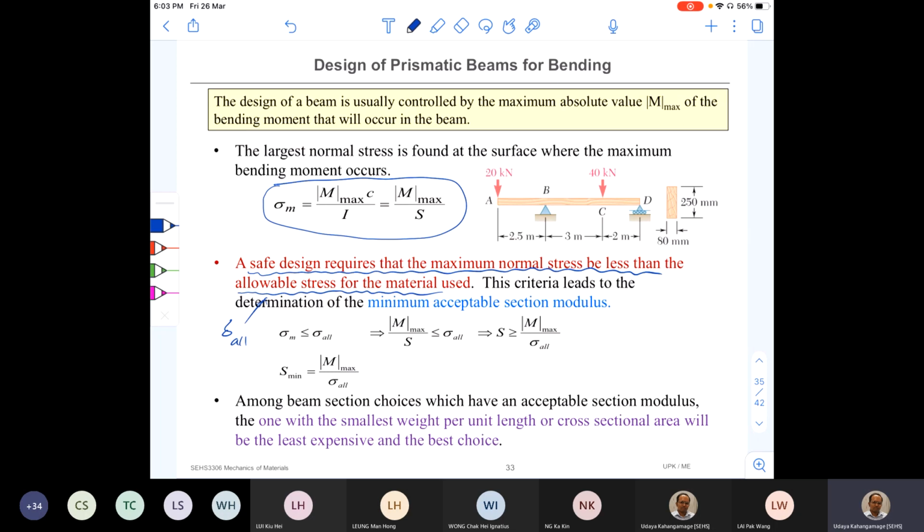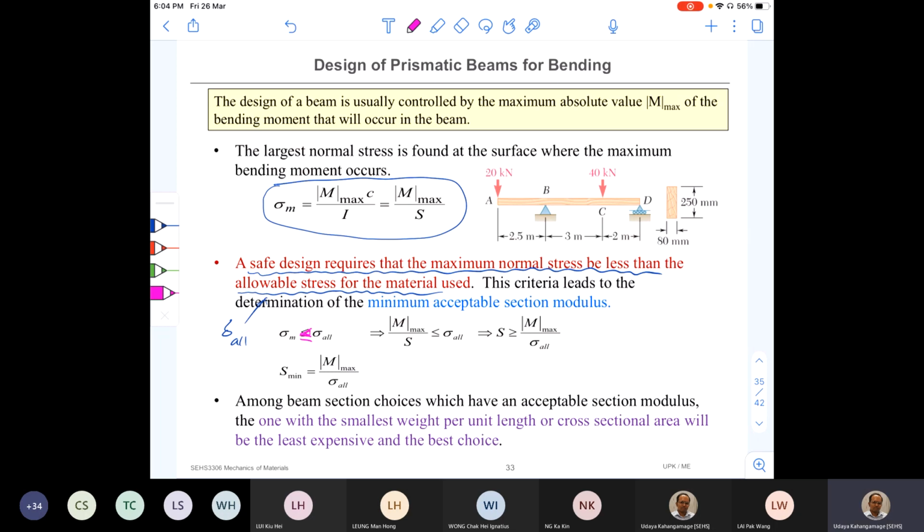Now here we are using timber. If it is steel, we need to get the allowable stress of steel. You know how to find out the allowable stress, right? It is yield stress divided by a factor of safety. So assume that you know the allowable stress. Then the maximum stress sigma m should be less than or equal to sigma allowable for safe operation.